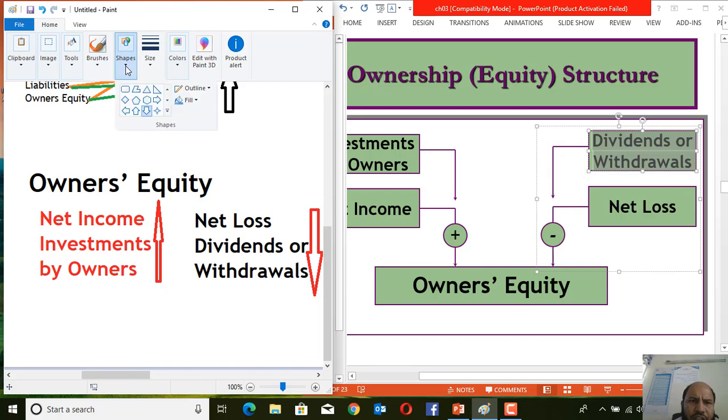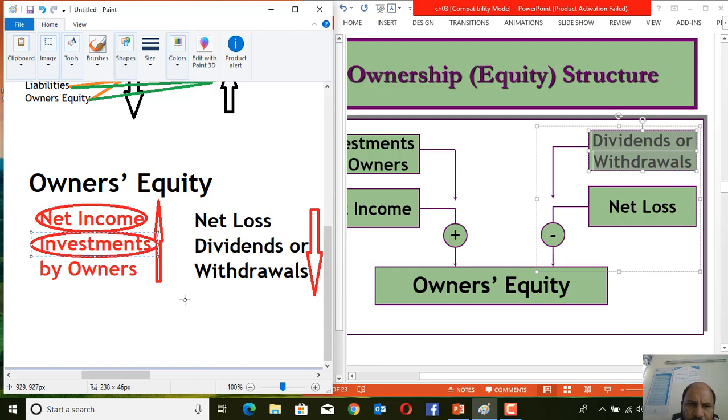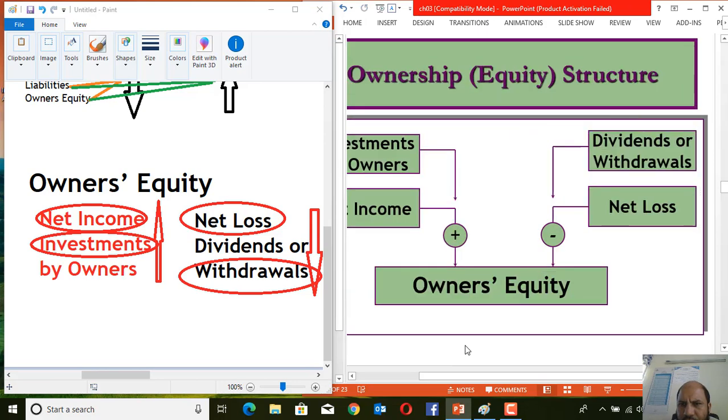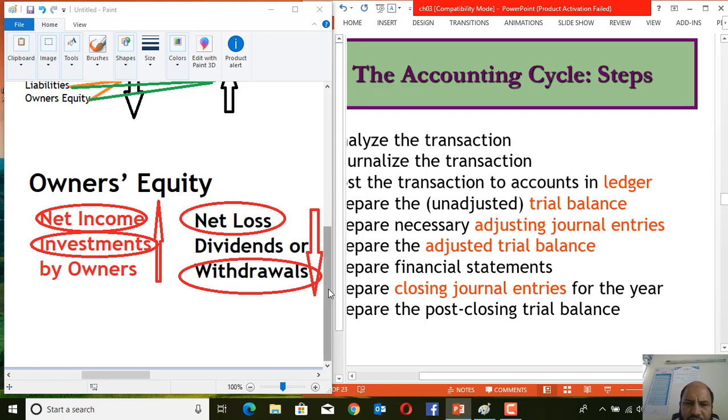So simply, dear students, we may say that owner equity is affected by two kinds of things. The positive impact is through net income and through investment by owners. But the negative impact is through net loss and also withdrawals by owners. This will affect the owner equity negatively. Okay, good dear students. So here you have understood the owner equity structure of the organization.